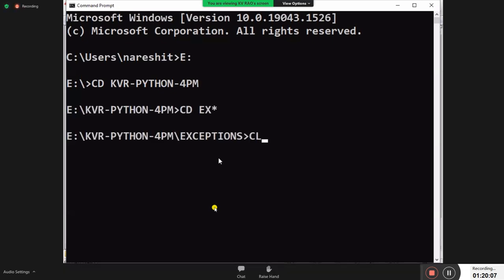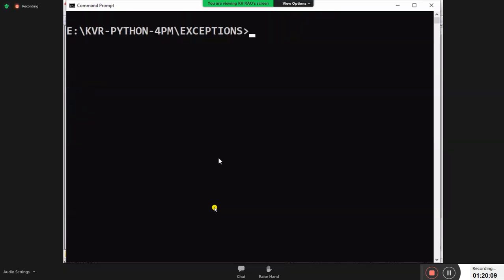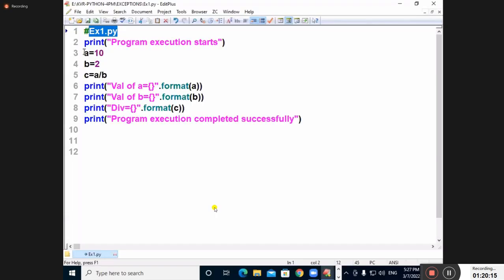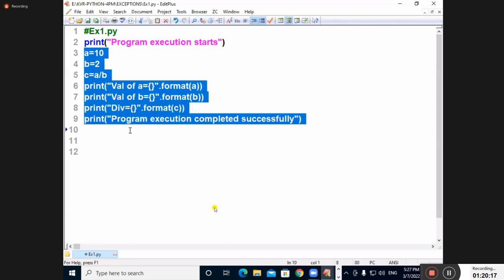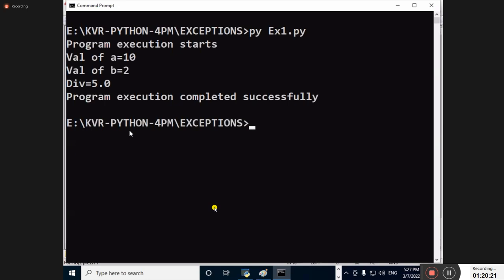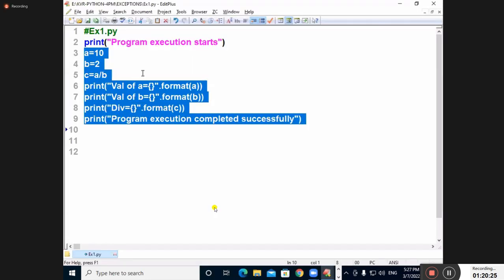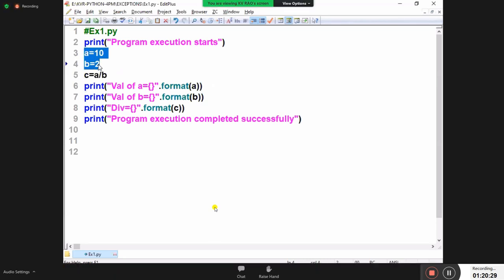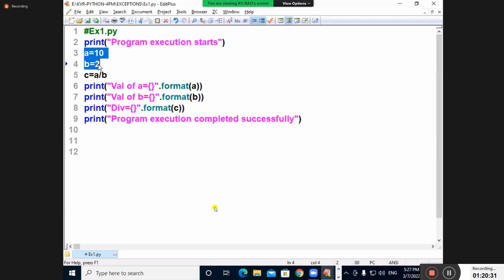Exceptions. Here, you execute ex1.py. What is happening? There was no problem at all. My PVM completely executed without any problem. Successfully executed or not? Why is it able to execute successfully? Because my end user has supplied valid input. Are you okay, students?